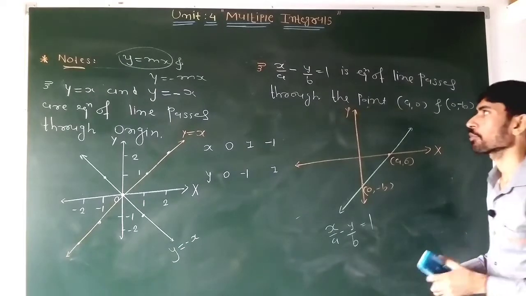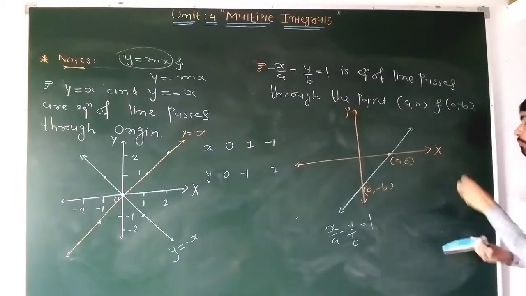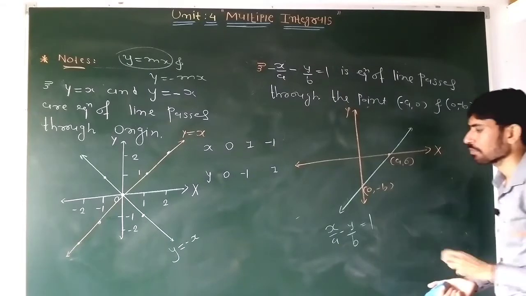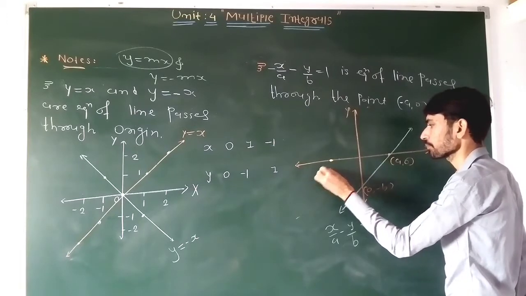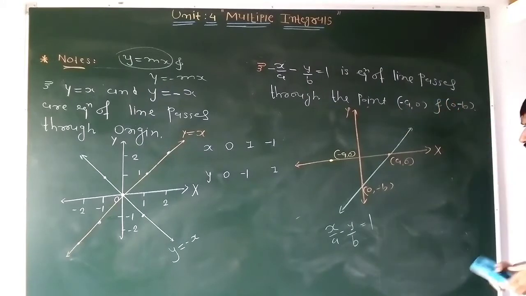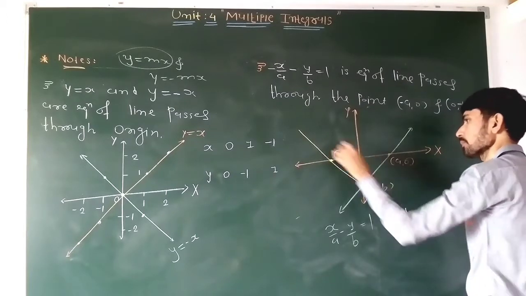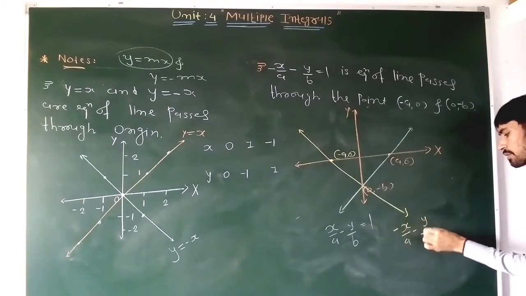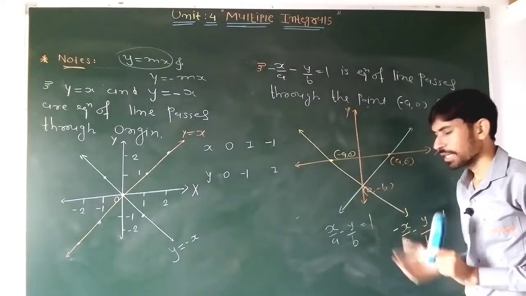Now the last case will be minus x upon a minus y upon b is equal to 1, which passes through the point minus a0 and 0 minus b. In that case, which points will our line pass through? Suppose consider this the point minus a0. So our line passes through the point minus a0 and 0 minus b. So here we draw this line. So this is the equation minus x upon a minus y upon b is equal to 1. So we have 4 types of equation of lines.